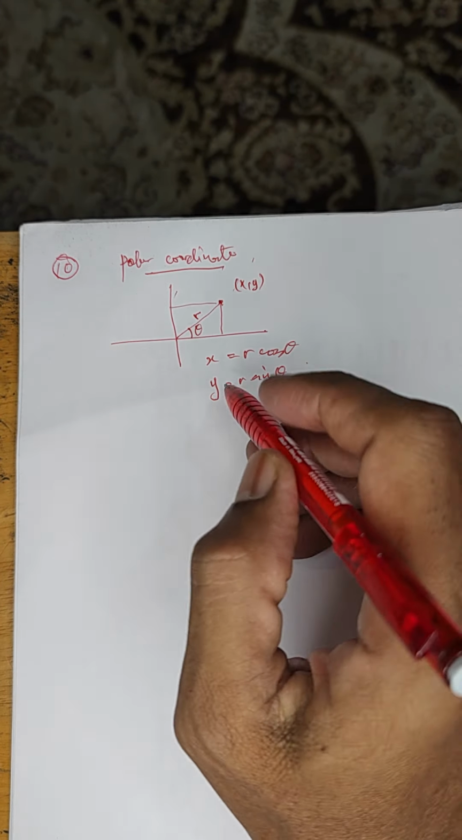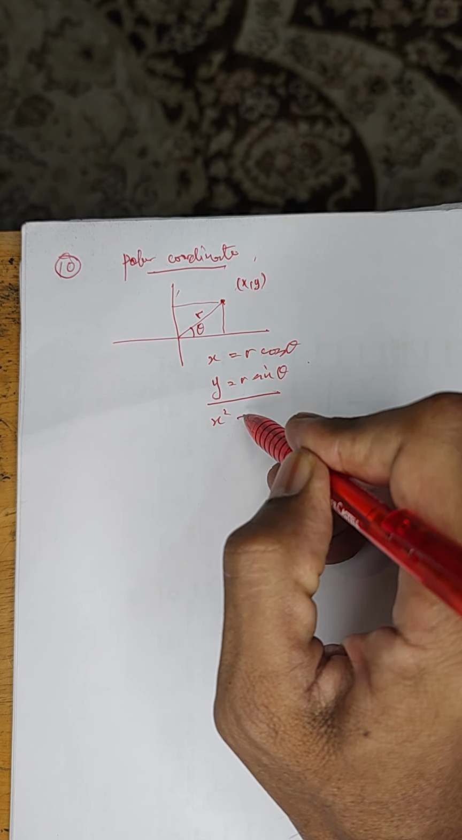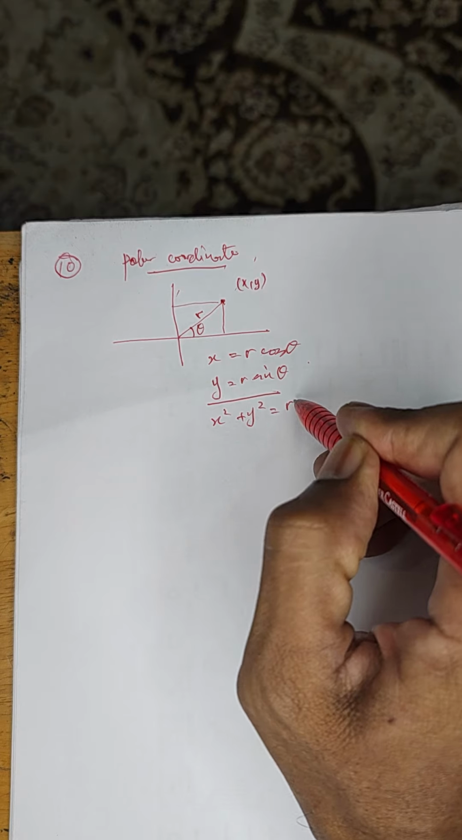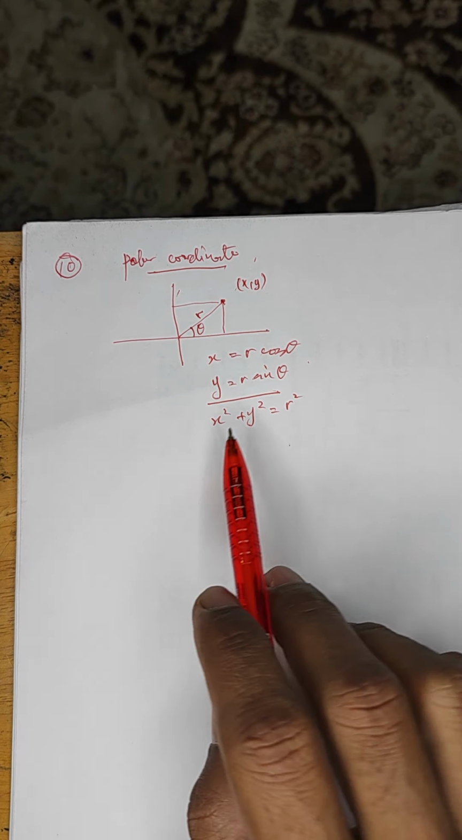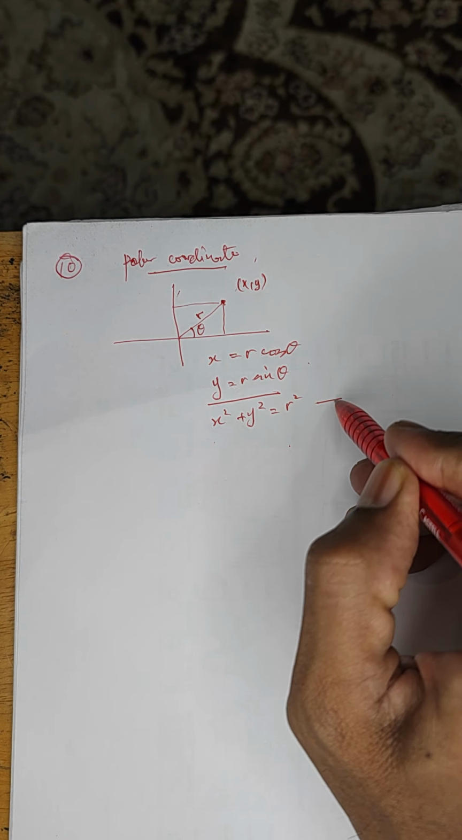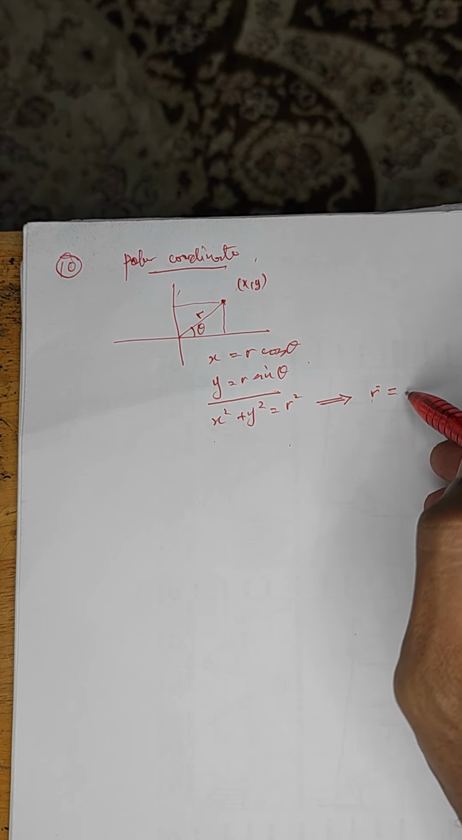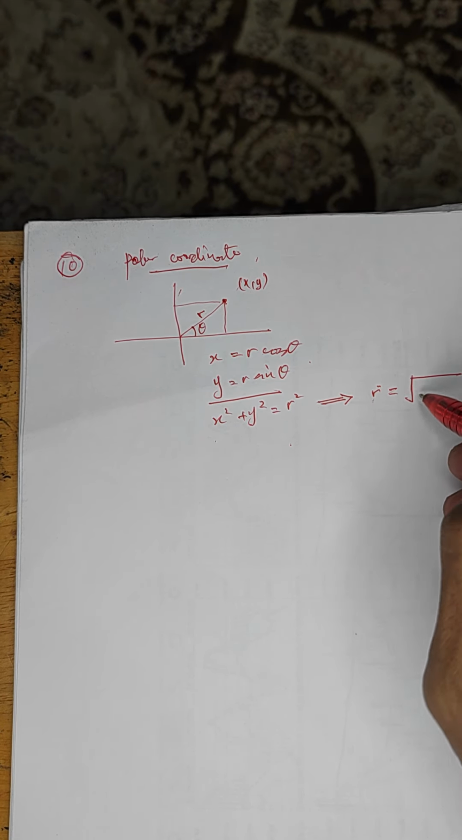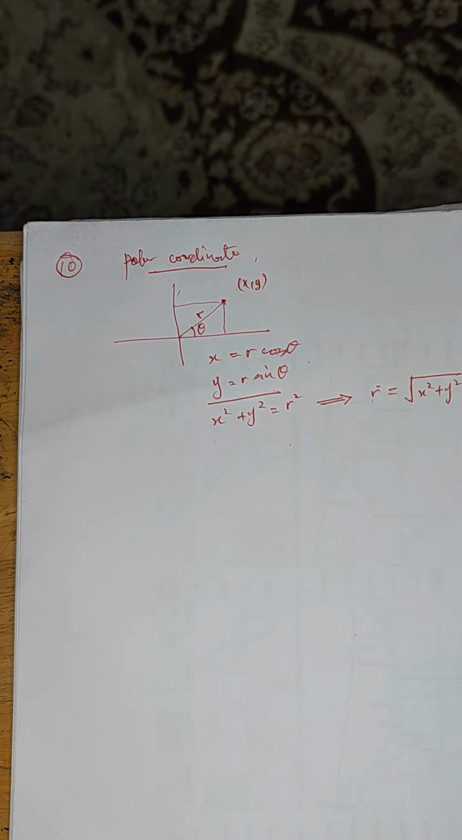Of course, from here if you square both sides and add up, we have x squared plus y squared equal to r squared, meaning that given a point x, y, we can find the distance from the origin. So r is the square root of x squared plus y squared. Of course we have plus or minus, but since it is a distance we take only the positive part.